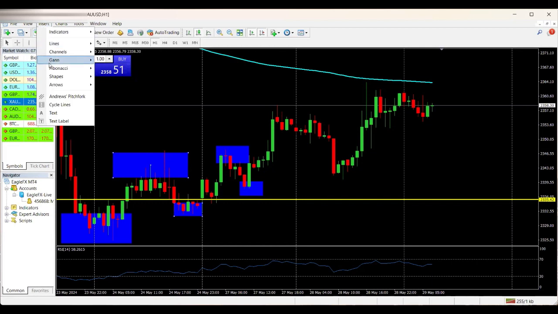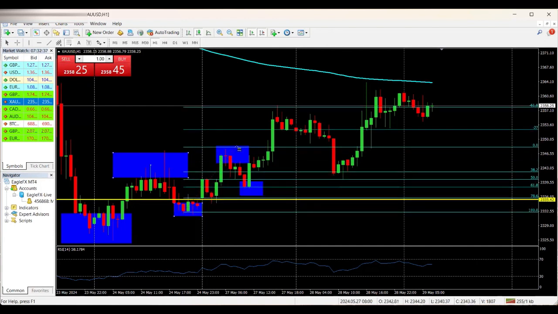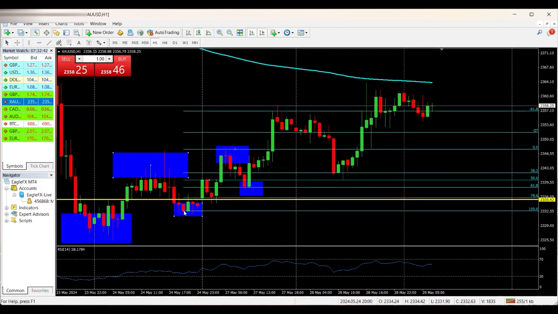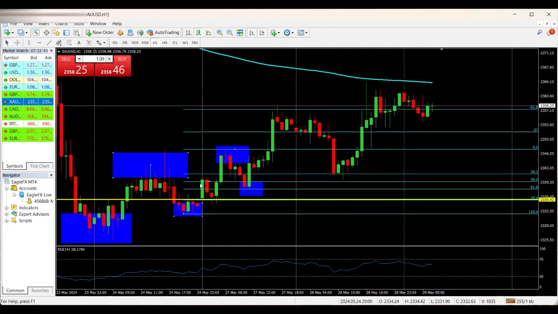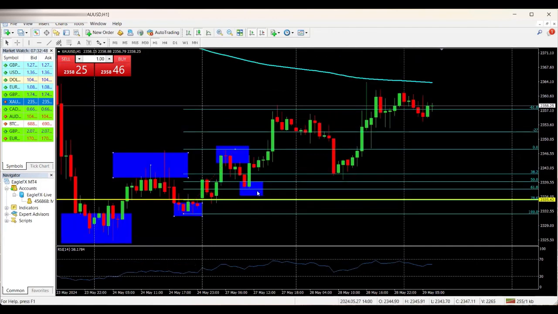Then I grabbed my Fibonacci retracement level. All you have to do is place it from the most recent higher low, which is this one right here, to the most recent area high. From the most recent area low to the most recent area high. Let me zoom in a little bit, and let me zoom out.